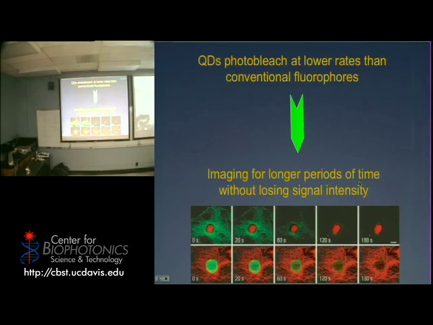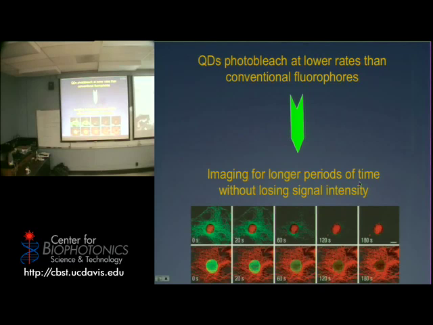But a quantum dot is a piece of inorganic material, right? It's like a mineral, like a salt. It doesn't have the same organic properties as a dye. You don't break bonds or anything like that. So you can keep exciting it for a long time, and it will not bleach. So this is a very nice picture that exemplifies it.